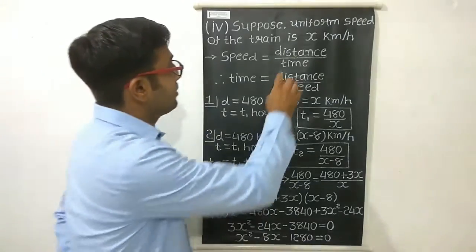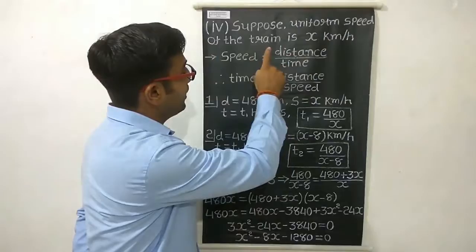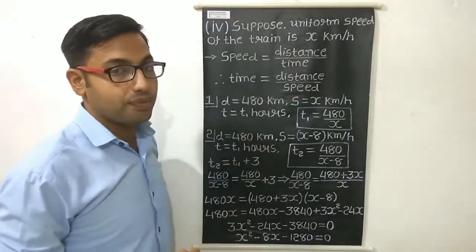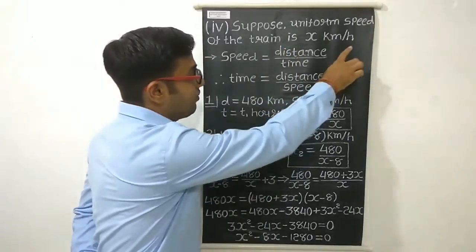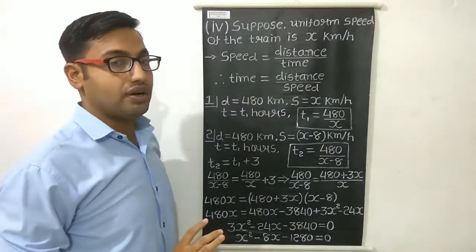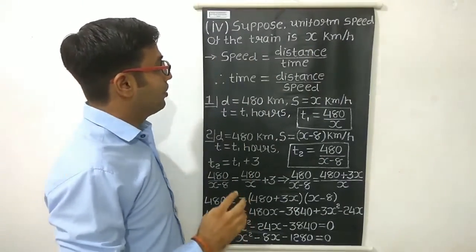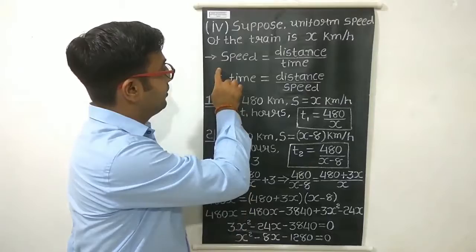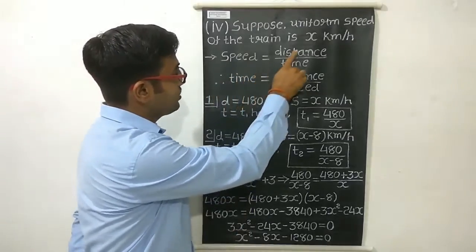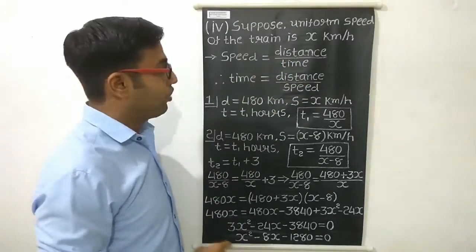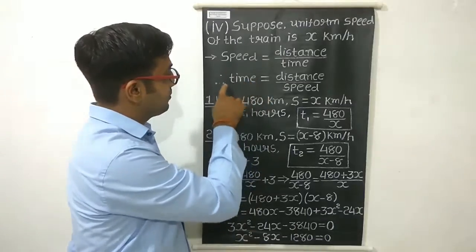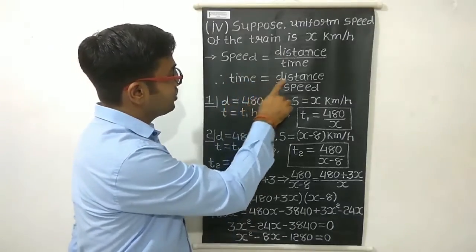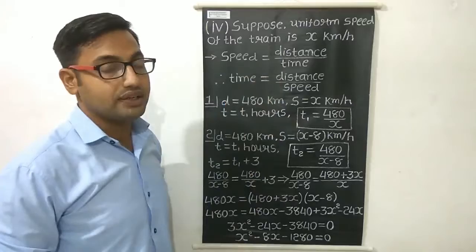So let's suppose the uniform speed of the train is x kilometer per hour. That means in 1 hour it will cover x kilometer distance. So according to the formula of speed, we can write speed is equal to distance over time. What will happen if we make time the subject? Time is equal to distance over speed.